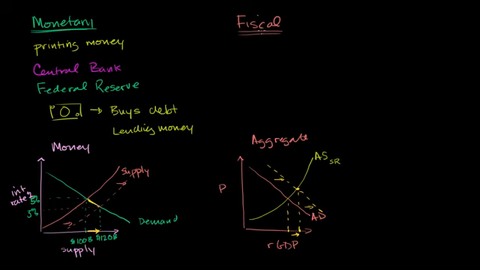Now, fiscal policy is essentially the government directly going out there and demanding goods and services from the economy. So you have the government. It has two sources of revenue that it can spend. It has money from taxes. It has tax revenue. And then it can go out and borrow money. And so it also has access to debt markets.